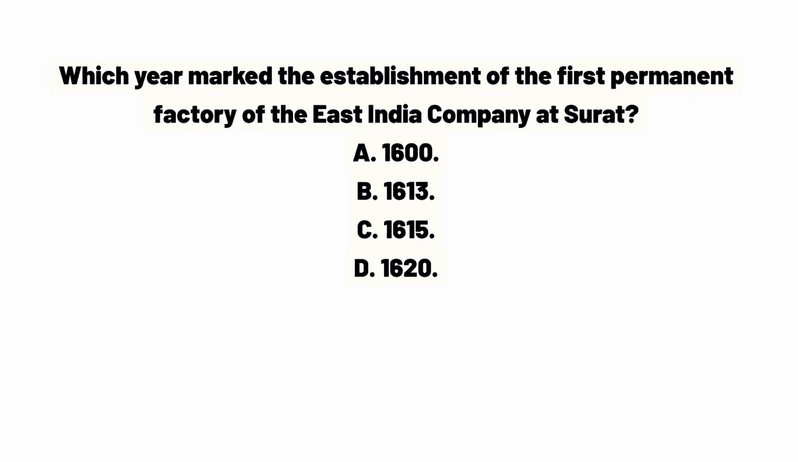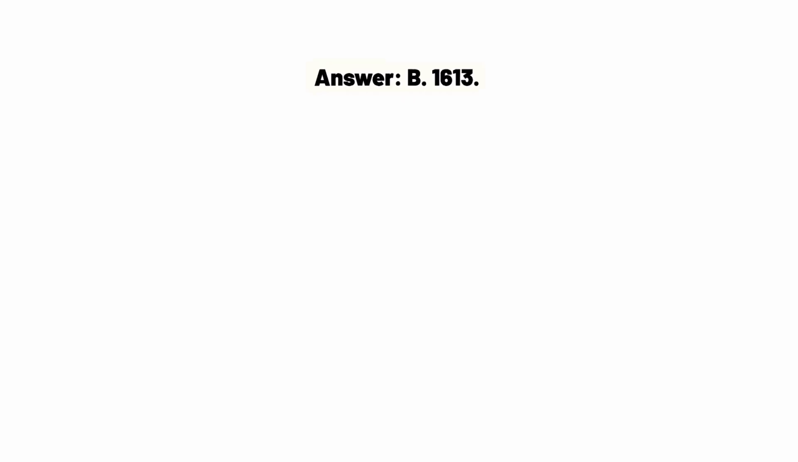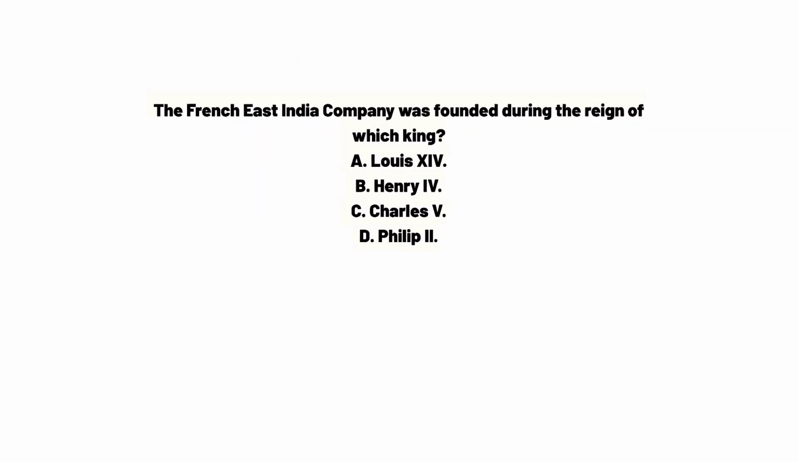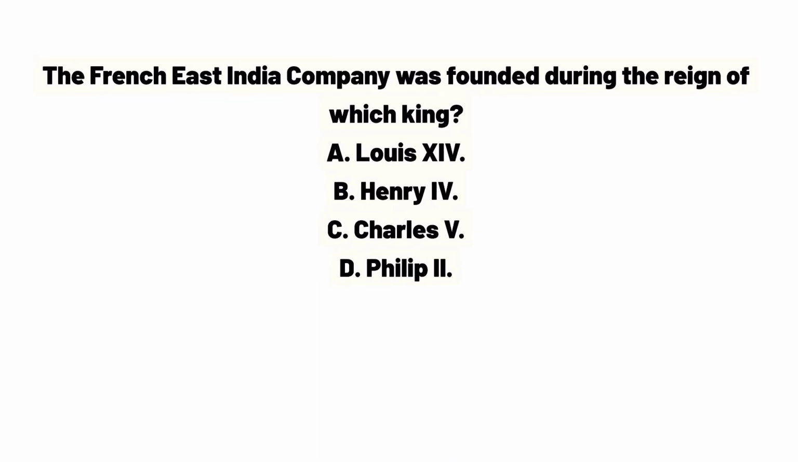Which year marked the establishment of the first permanent factory of the East India Company at Surat? A. 1600. B. 1613. C. 1615. D. 1620. Answer: B. 1613.